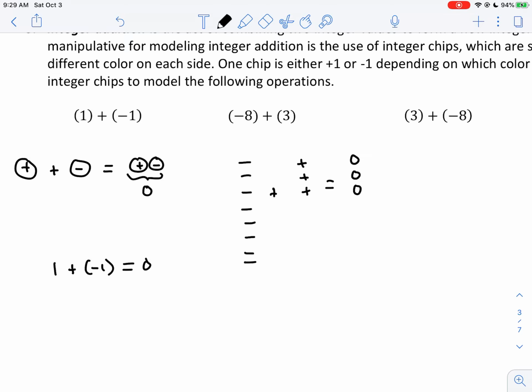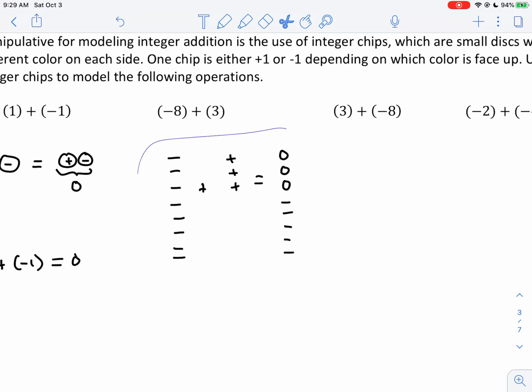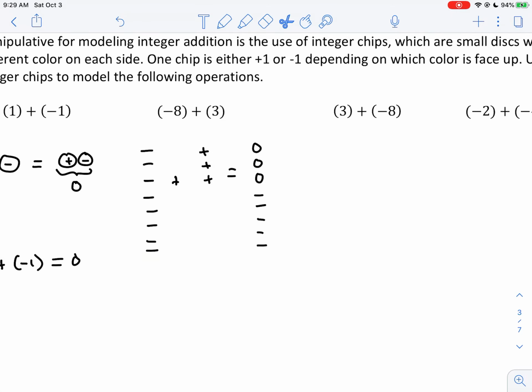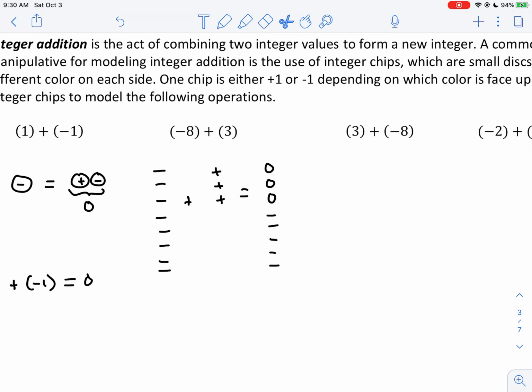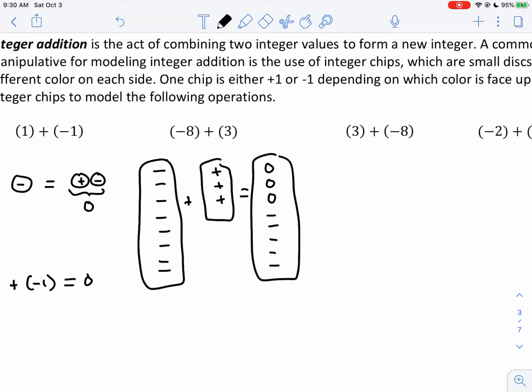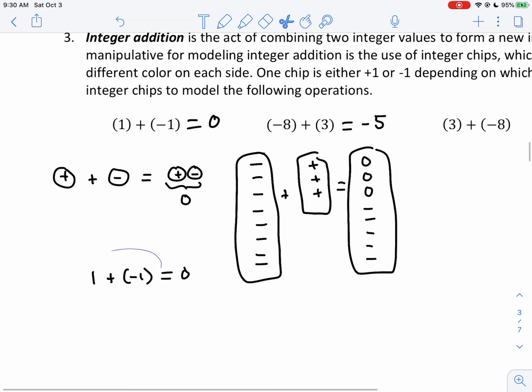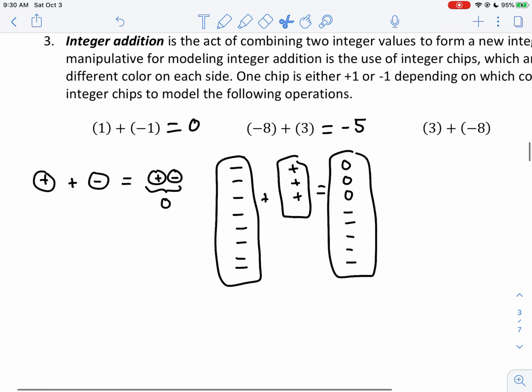And maybe you could do 0, 0, 0, but then there's still 5 negatives. Something like this could be your tool for using integer chips to show on paper what it would look like. And if it's helpful, you can maybe put these in little blobs. So there's negative 8. We're adding it to positive 3, and we're getting a result that is 0, 0, 0, but then 3 negatives. So we get a result of negative 5. In fact, let me put my answers just above next to the operation, not down here.